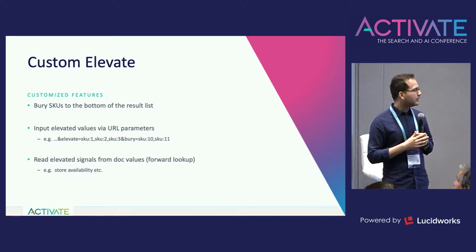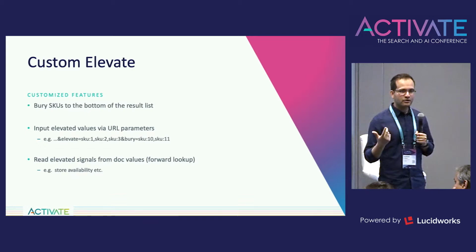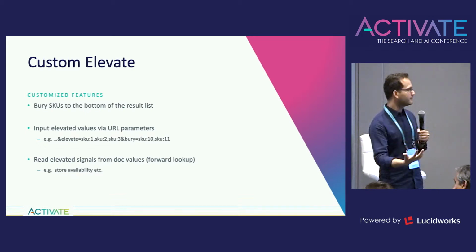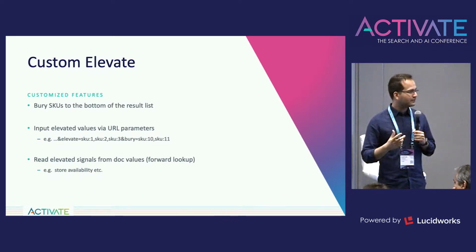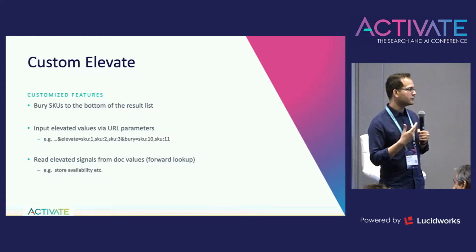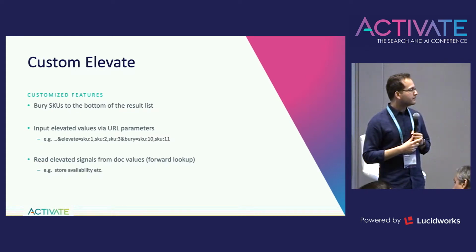We've also modified it a little bit to be able to send the SKUs that you want to elevate via URL parameters rather than reading them out of a static XML file. So this just gives you a little bit more flexibility. And it's also possible for you to read the elevated signals from doc values, like if you want to do a forward lookup on store availability and so on. So these are some of the features that we have customized. There are a few more we're looking at as well.